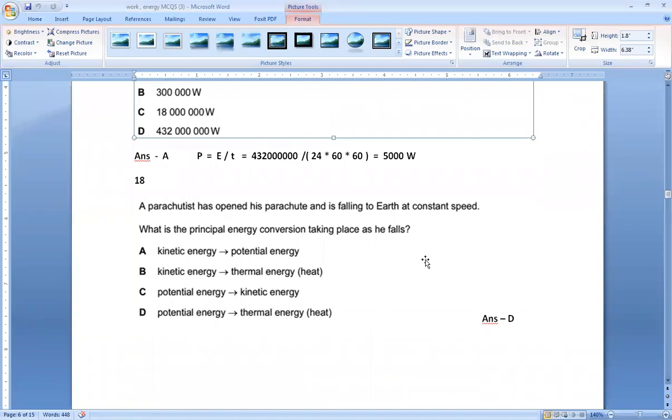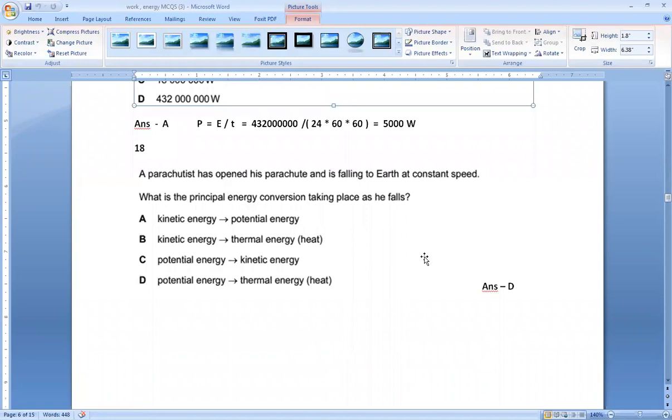Number 18, a parachutist has opened his parachute and is falling to the earth at a constant speed. Remember the word constant speed. Whenever the word constant speed comes, I always consider the resultant force to be zero. Forces are there, but they are cancelling the effect of each other. What is the principal energy conversion taking place as he falls?